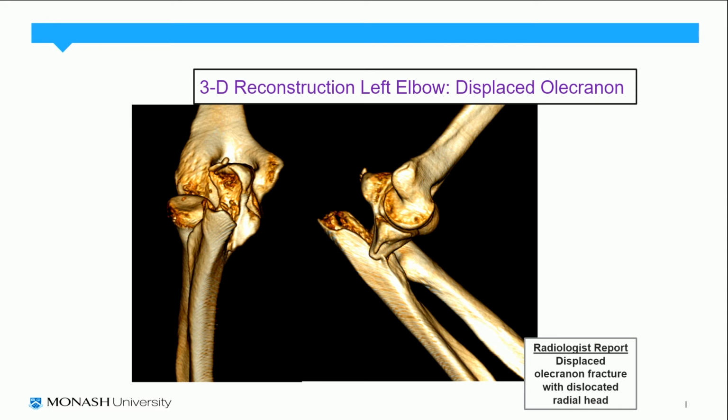This is a 3D reconstruction, so CT can be quite useful, and here we can see that there is a displaced olecranon as well as dislocation of the radial head.